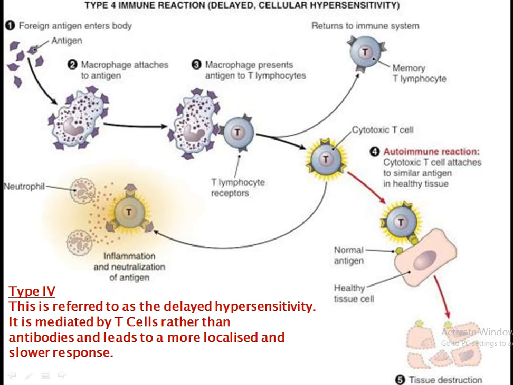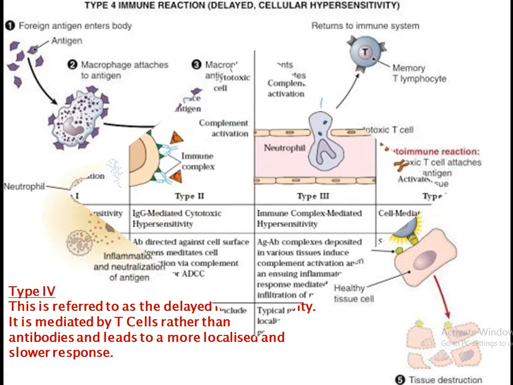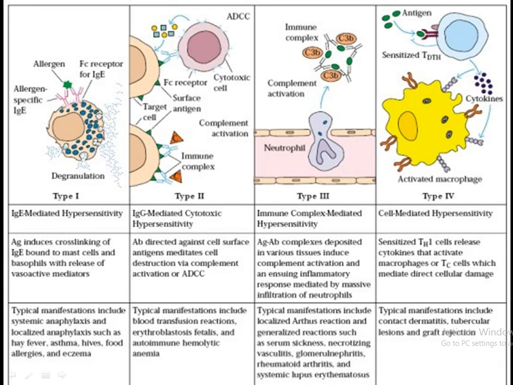This is the type 4 immune reaction, delayed cellular hypersensitivity, which is mediated by T cells. A very nice comparison of type 1, 2, 3 and 4 hypersensitivity reactions. Type 1 is mediated through IgE, type 2 through IgG, type 3 is immune complex mediated hypersensitivity, while type 4 is cell mediated hypersensitivity through the T cells.